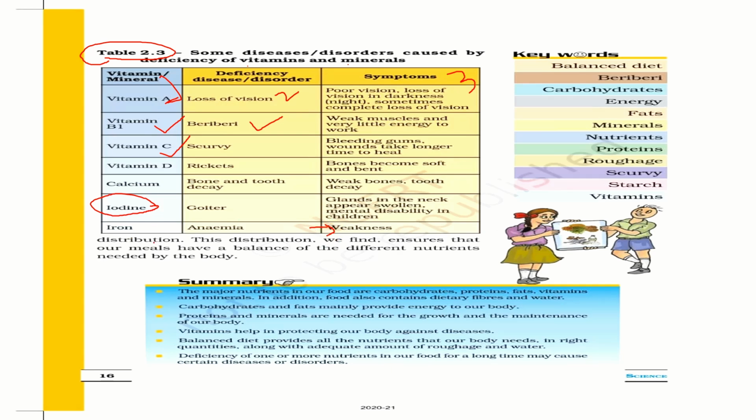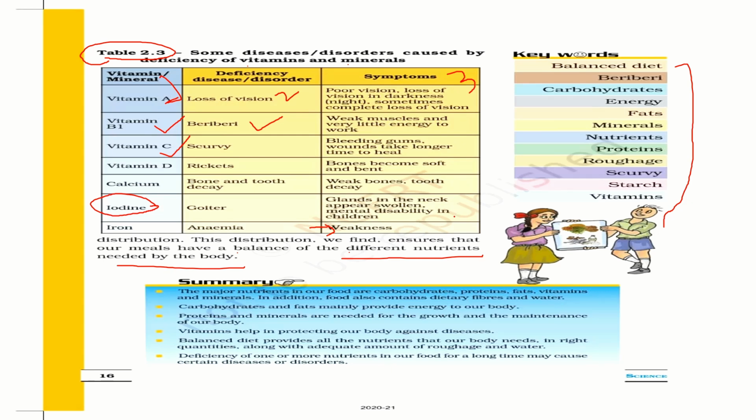Okay, balanced diet: this ensures that our meals have a balance of the food nutrients needed by our body. We have to consume a balanced food. Okay, so here is a balanced diet. Here the children are showing you that berry is a balanced food: carbohydrates, energy, fats, minerals, nutrients, proteins, roughage, sugar, starch, vitamins. These are all balanced diet foods.